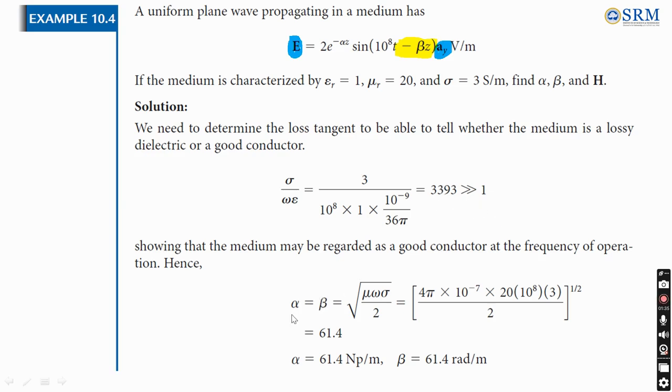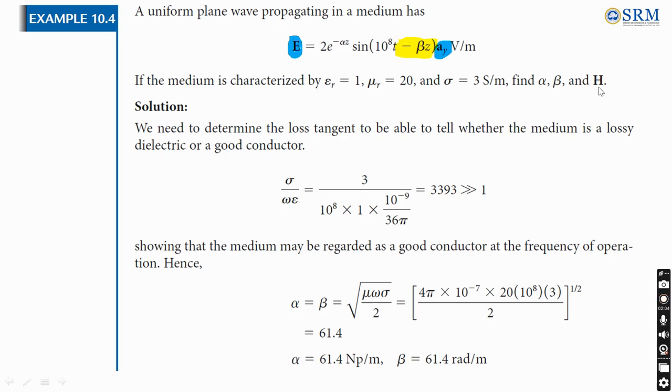In good conductors, we know alpha and beta are both the same, and equal to root of mu omega sigma by 2. So for mu, substitute mu naught into mu r. Okay, mu r is 20 here, omega is 10 power 8, and sigma is 3. Take the root, and we get the answer. So alpha and beta have the same values, but the units are different. Here it is Neper per meter, here it is radian per meter.